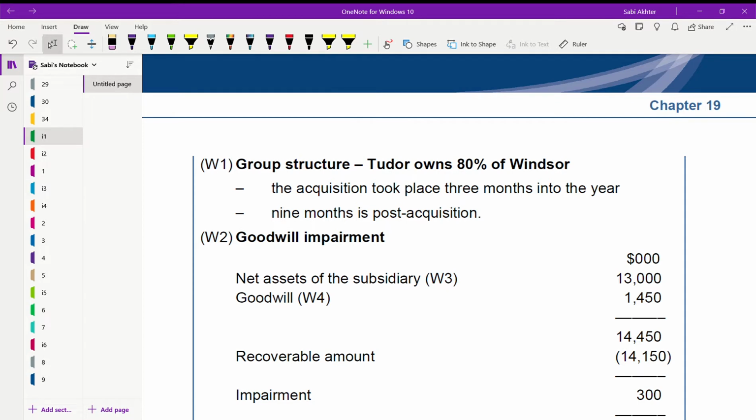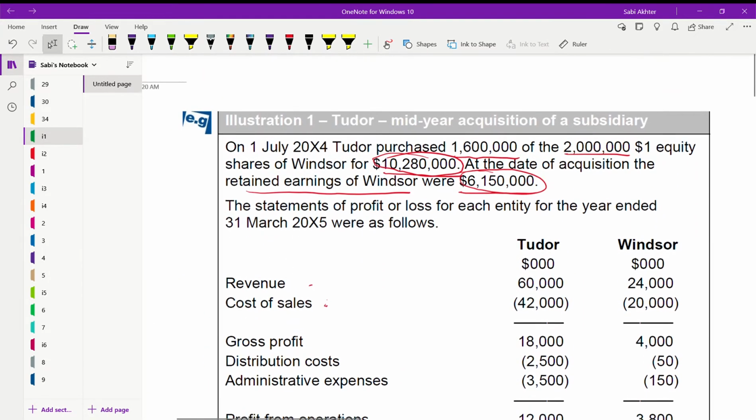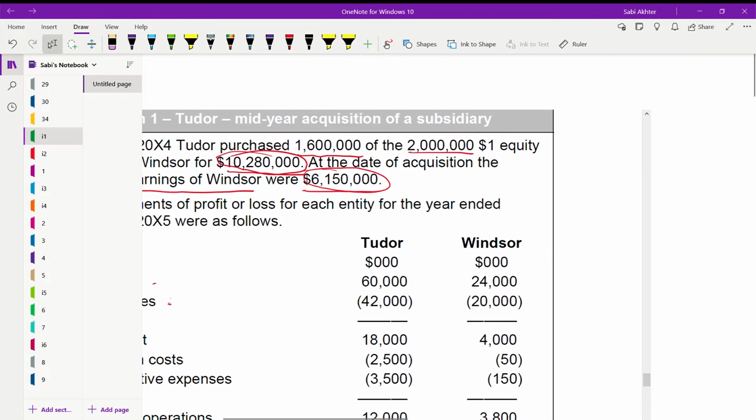Your working one should be the group structure. Label it working one, group structure. You have to label for each working what you are calculating. This is the easiest. It shows how much he owns, because it is not given directly. Here he says he owns 80%, but this 80% was not given anywhere in your question. So how did he calculate it? Let us go back. At the beginning, in the first line, they say they purchased 1.6 million out of 2 million. So it's easy, just find the ratio.